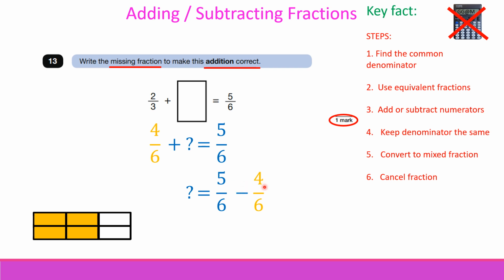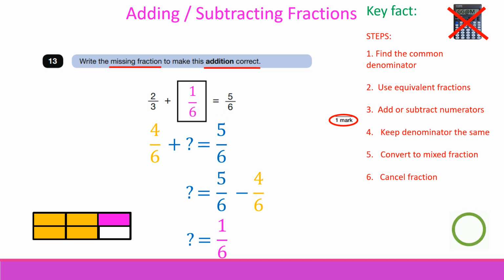So 5 take away 4 is 1. So my answer is going to be 1/6, and that needs to get written in the box up the top. Remember, if you look at the diagram, 4 out of 6 is already coloured in, and we want to make it 5/6, so you actually only need to colour in 1 more square to make it 5/6. Now there are 1, 2, 3, 4, 5 out of 6 squares coloured in, so my answer is 1/6.